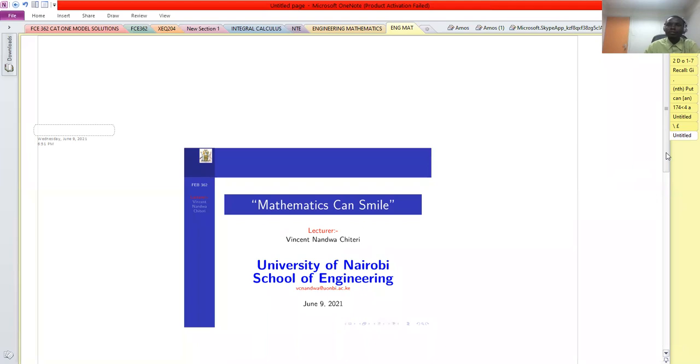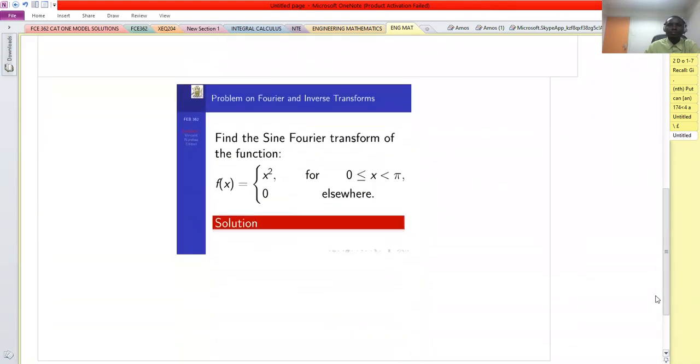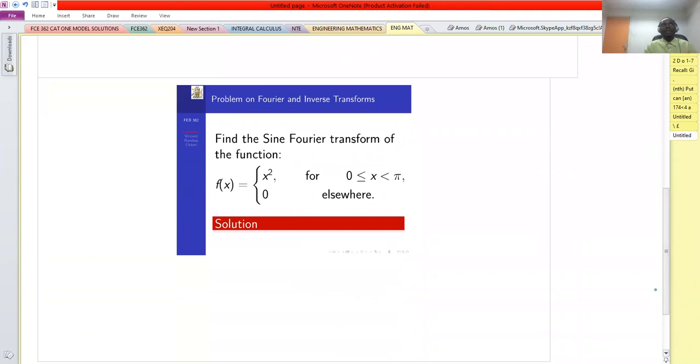So here is the problem. To find the sine Fourier transform of the function f of x given by x squared for x between 0 and pi, and 0 elsewhere. This is a piecewise defined function, but because the other portion is 0, we don't concentrate on it. We only take care of the one that doesn't give us 0, which is x squared.